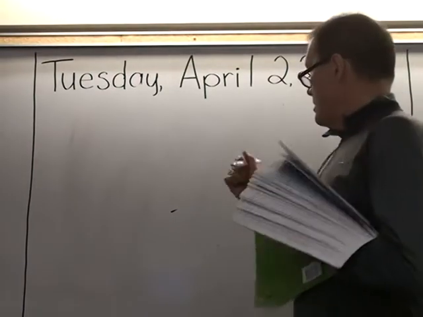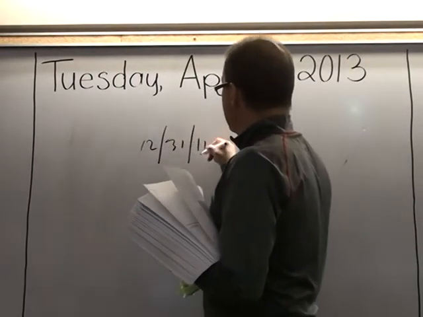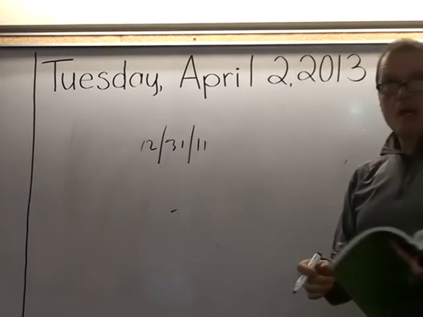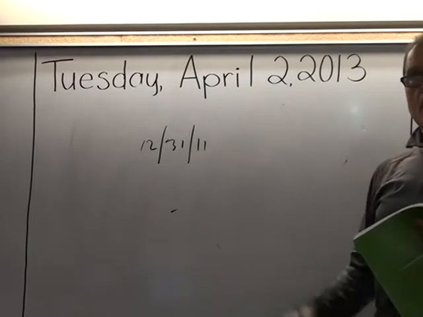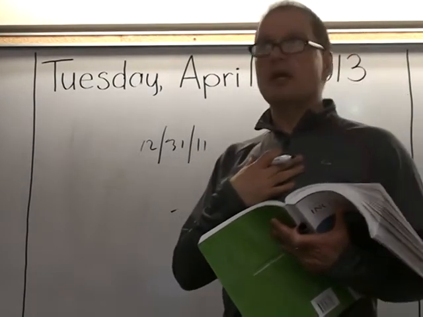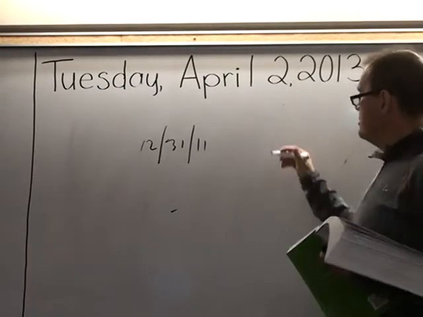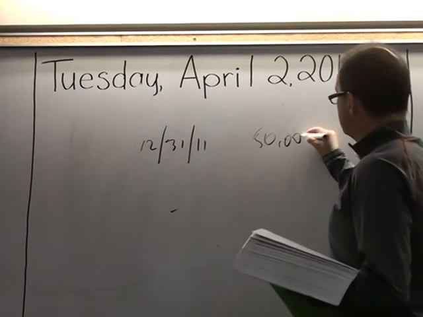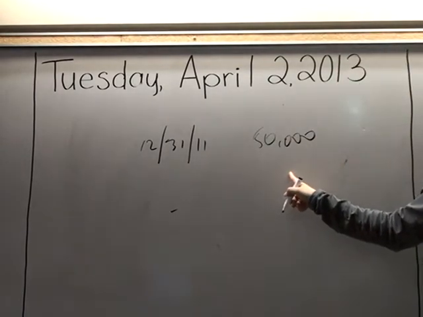Partnership interest. Let's say that at December 31st, 2011, I had just put $50,000 into a partnership. On my personal general ledger, my journal entry is debit partnership interest, credit cash. And we say that the adjusted cost base now of my partnership interest is $50,000.